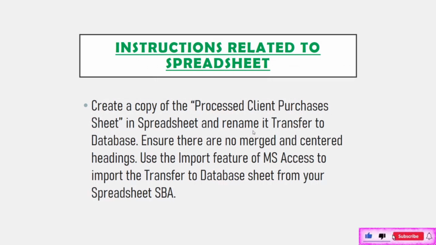So there are instructions related to spreadsheet, and it reads, create a copy of the process client purchases sheet in spreadsheet and rename it transfer to database. Ensure there are no merge and center headings, and you are to use the import feature of Microsoft Access to import a transfer to database sheet from your spreadsheet SBA.